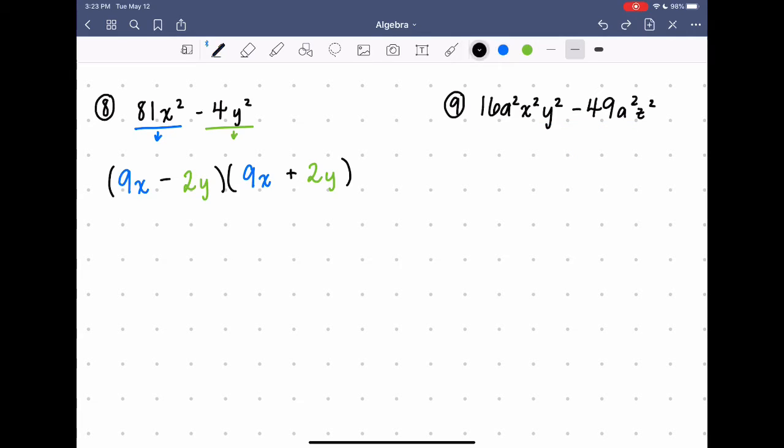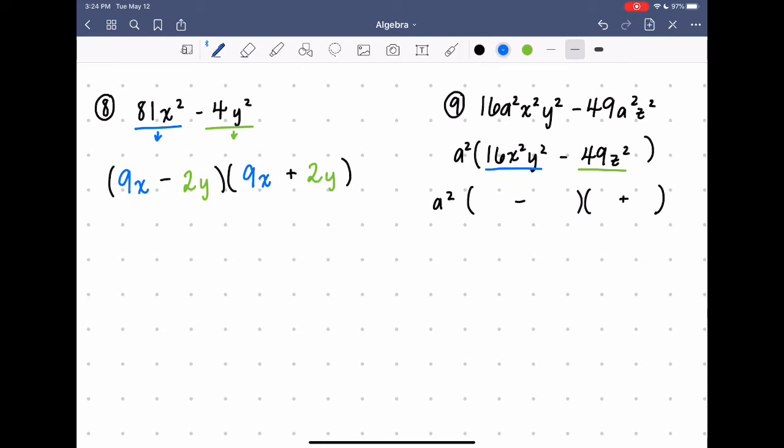So I'll put that a squared on the left here. And after I divide that out, I'm left with 16x squared y squared minus 49z squared. And now this is a little bit easier for us to look at. So I need to figure out what the square root of this is and what the square root of this is. And it has that negative sign in between, so it will follow the same pattern as the last one. So I'm going to end up with a squared times 2 different sets of parentheses. And one will be a negative and one will be a positive.